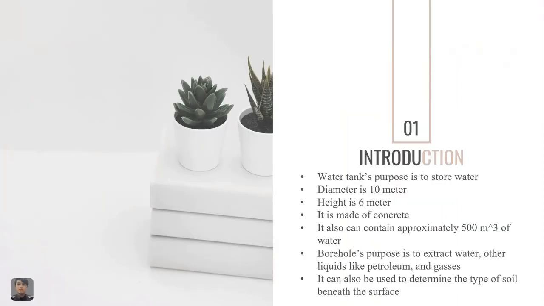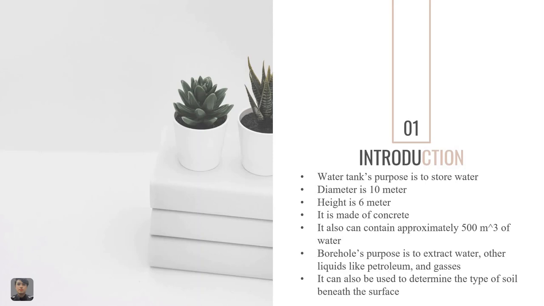Okay, for introduction, as we know, for this project, we developed the water tank. So we need to know the purpose of it. A water tank's purpose is to store water, and it is also used for drinking water, agriculture irrigation, fire suppression, etc. For this project, we developed a groundwater tank to provide clean water for the industrial area. It has 10 meters of diameter and 6 meters of height. It is made of concrete. It can also contain approximately 500 cubic meters of water.